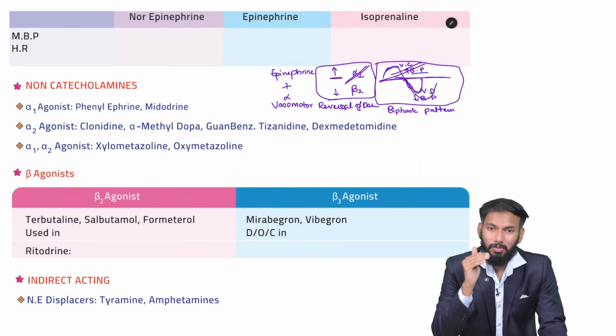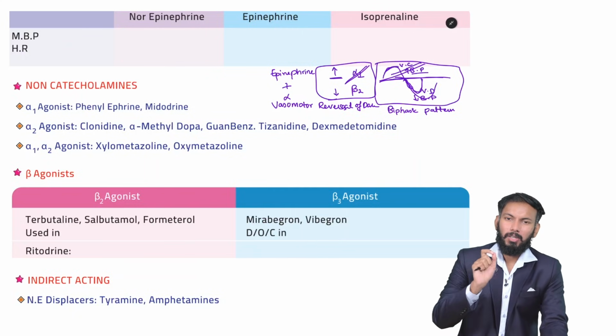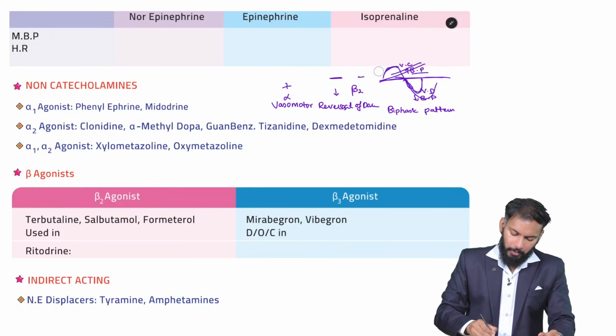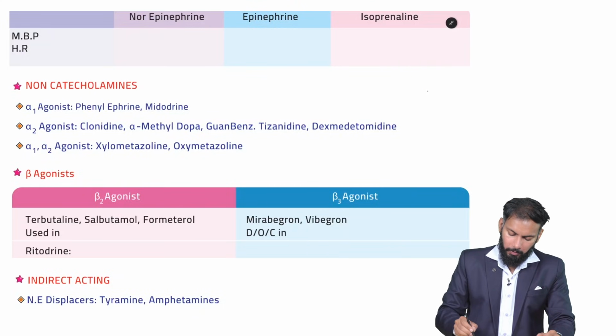This is the question that has been asked so many times in the FMGE exam. Vasomotor reversal of Dale. When you give an alpha blocker along with epinephrine, this is what can happen. The BP can decrease. Please try to understand this much.